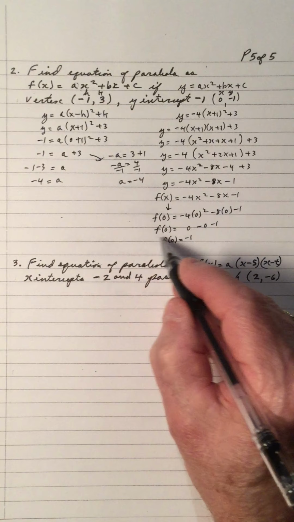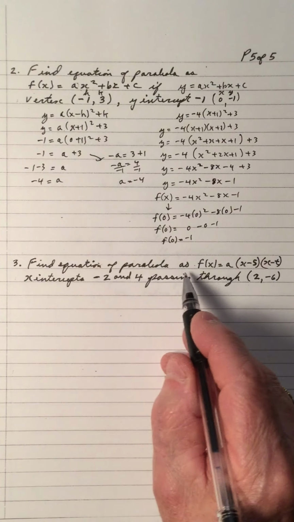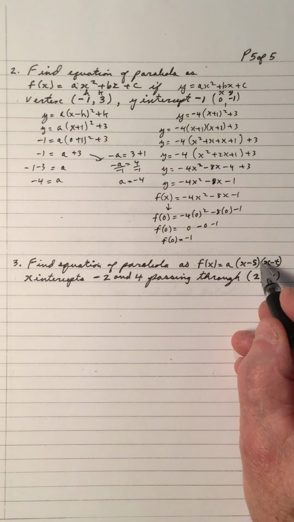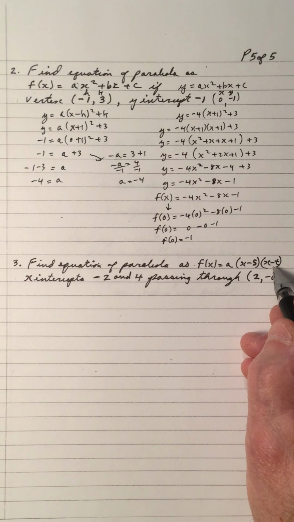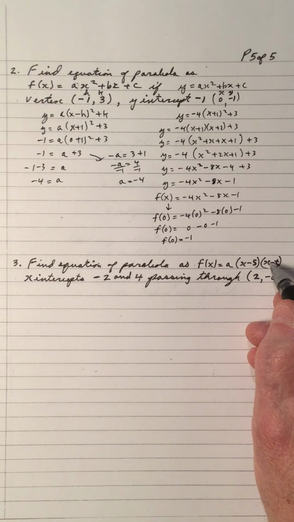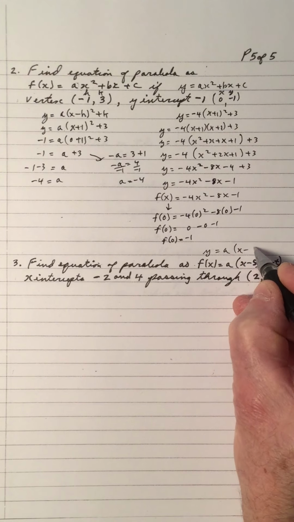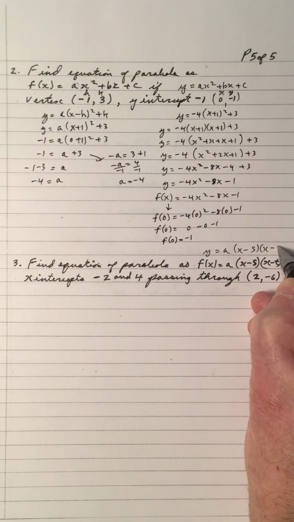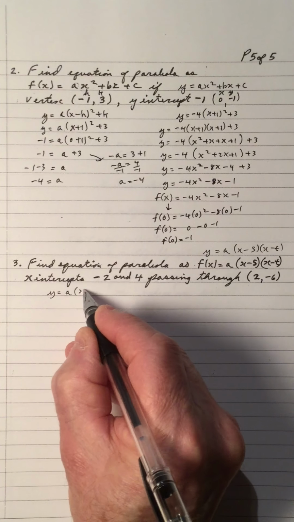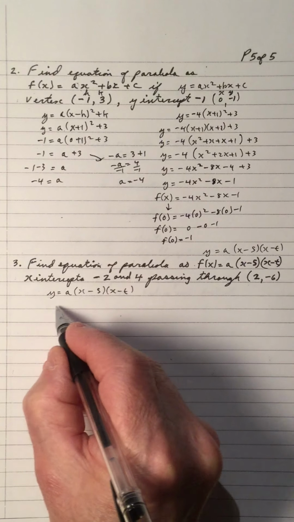Number 3, that's just a little extra explaining about the function notation. Find the equation of the parabola as f of x equals a bracket x minus s times bracket x minus t. This form is the factored form. So we have to write it in the factored form. Again, the f of x is your y. So I'm dealing with the y, and then I'll change it after. So y equals a outside of x minus s, x minus t.